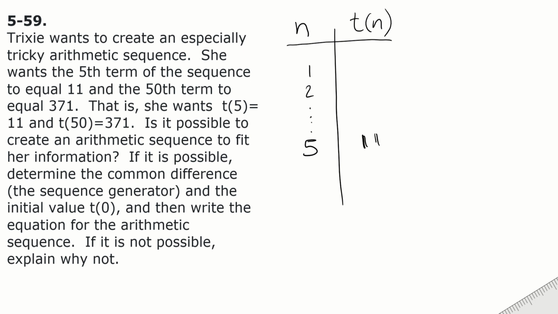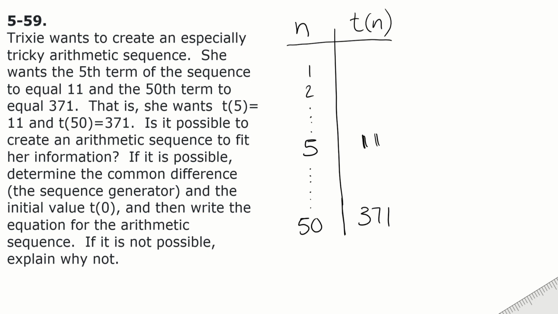And furthermore, if she goes way down, she wants the 50th term, way down here at 50, to be the number 371. So the question is, is it possible to determine the common difference, the sequence generator, and the initial value t of 0, and then write the equation for this sequence? If it's not possible, explain why not.